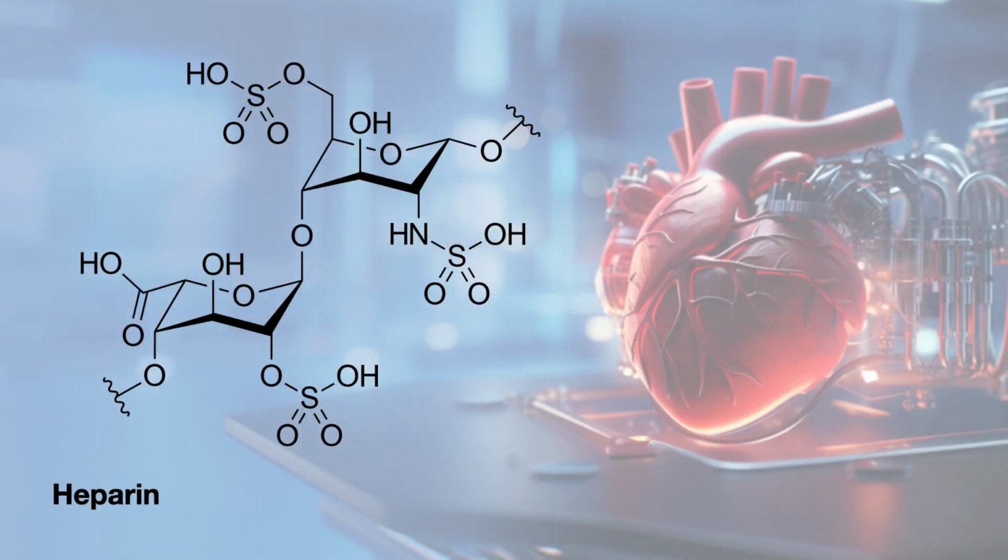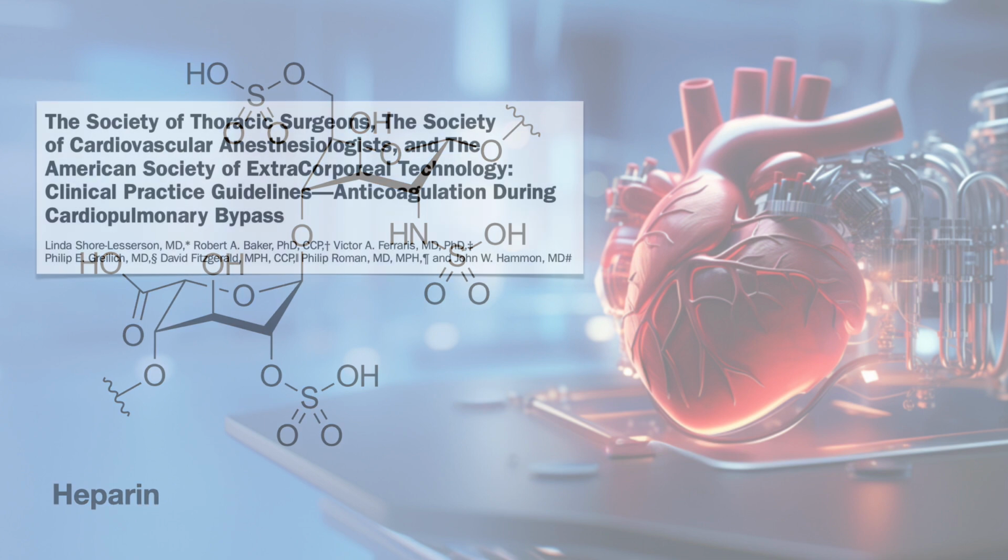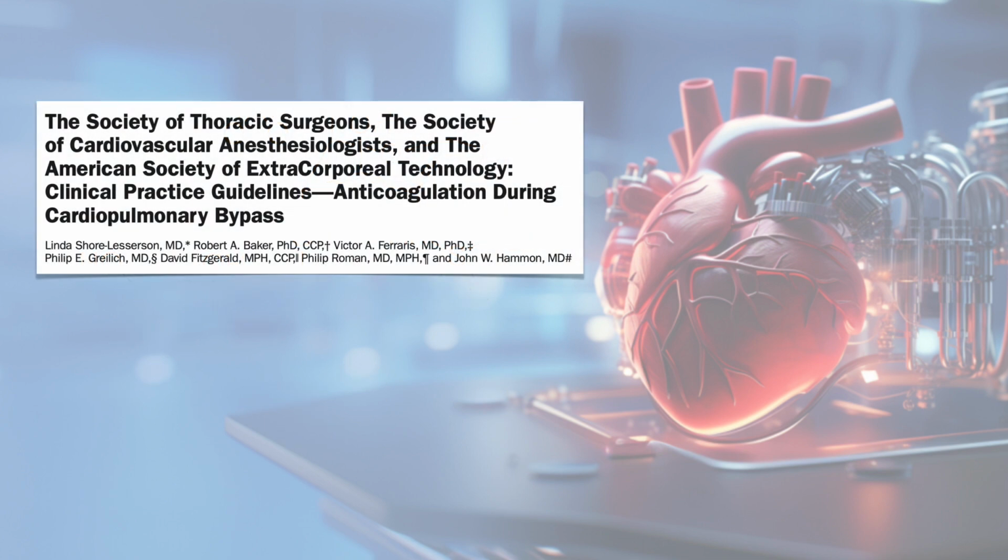Heparin was originally isolated from liver cells by J. McLean in 1916 while he was a second-year medical student at Johns Hopkins. It binds antithrombin 3 and is listed in the World Health Organization's list of essential medications. In 2018, the Society of Thoracic Surgeons, the Society of Cardiovascular Anesthesiologists, and the American Society of Extracorporeal Technology published guidelines for anticoagulation during cardiopulmonary bypass.